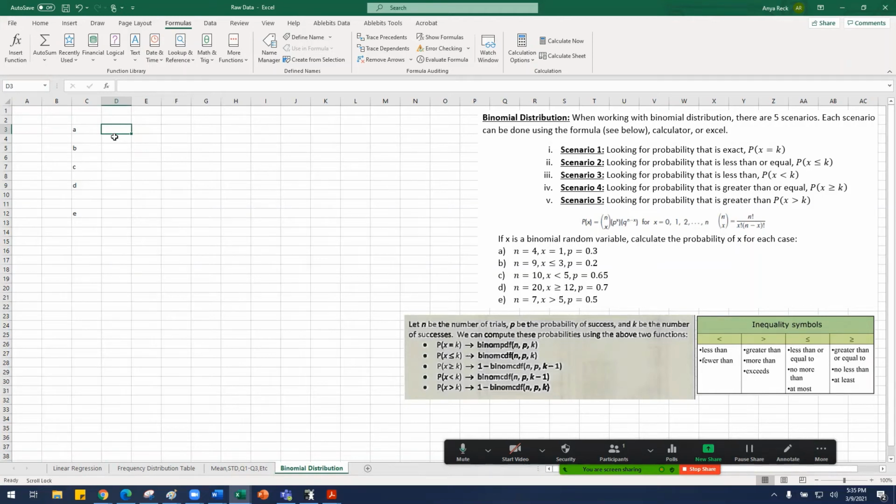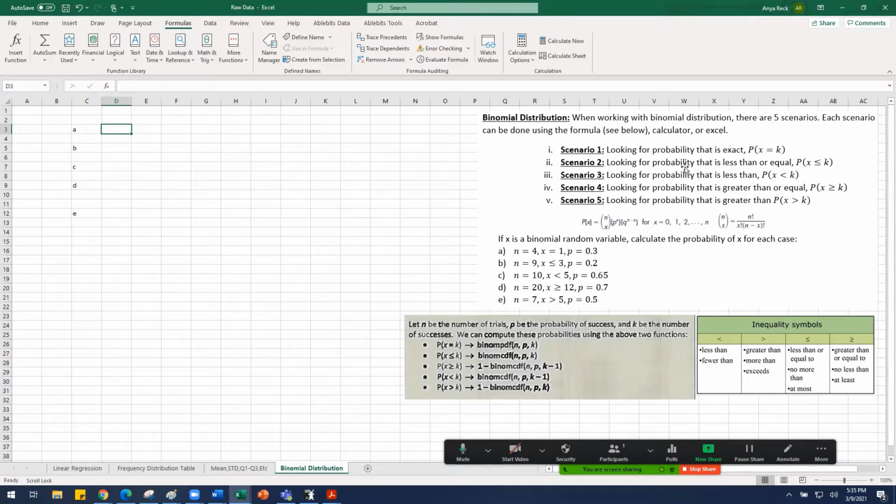Hello everyone. Today I'm going to show you how to do the binomial distribution in Excel and in the calculator. When you're doing your binomial distribution, we have 5 different scenarios. The first scenario, you're looking for when the probability is exactly at a certain value.